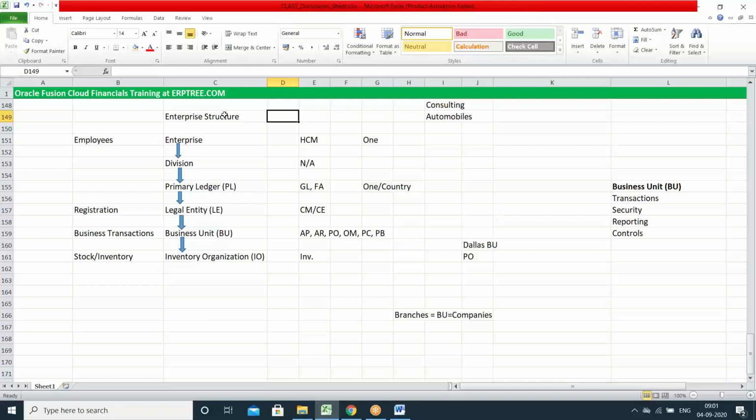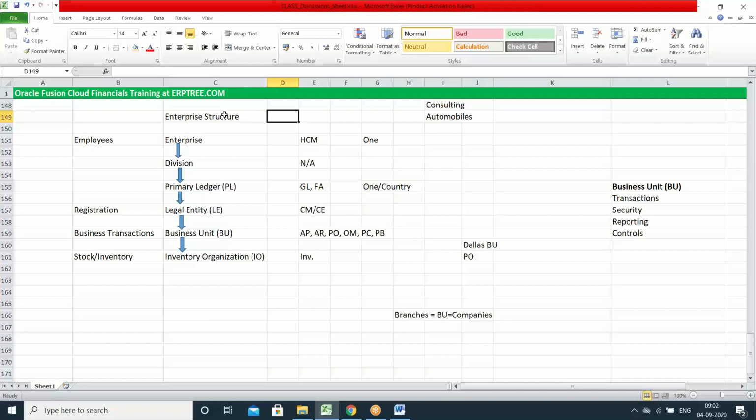What do you mean by enterprise? Enterprise is the one where we can maintain the employees' information with the help of HCM. What do you mean by division? When you are operating your business, based on the nature or vertical of the businesses you can have divisions, or based on the geographies where you are operating. But at division level you cannot record any transactions and no application can be mapped. Just for information purposes you can have a division. What do you mean by primary ledger?